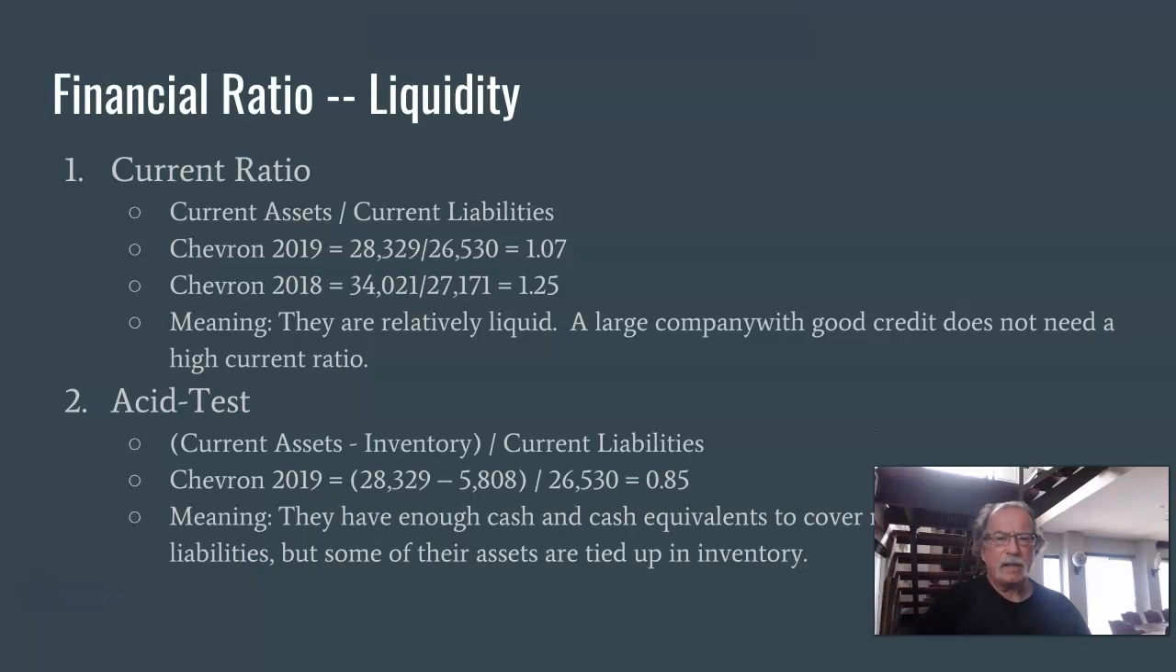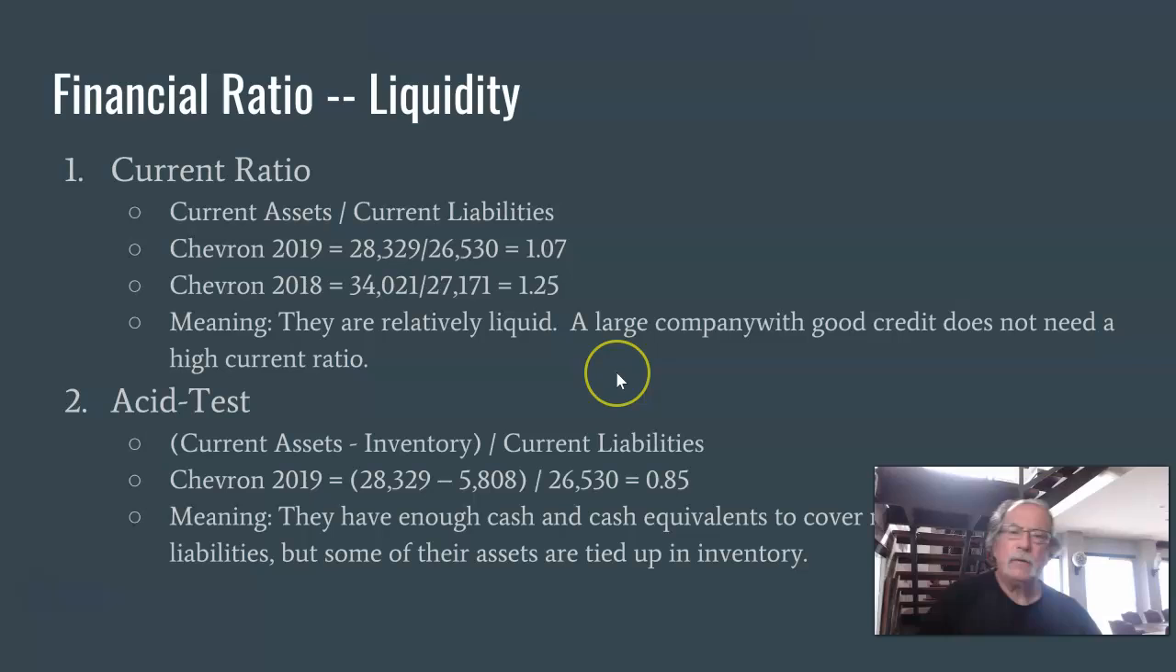So if we refer to the Chevron balance sheets and income statements from the prior lesson, the first ratio I want to talk about is the current ratio. It's simply the ratio of current assets to current liabilities. And this is very easy to pick off the balance sheet. It was 1.07 for Chevron in 2019, 1.25 in 2018. The big deal is to recognize this number changing from year to year.